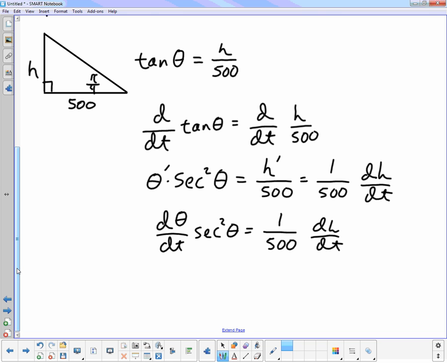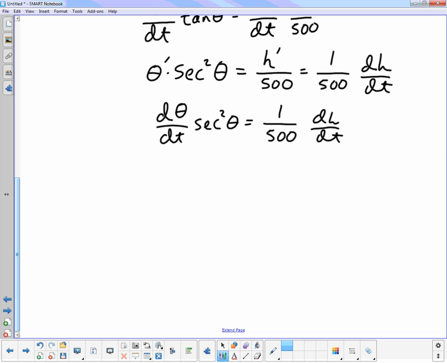Remember, theta is a function of time. So that's why when we take the derivative of the tangent, we then take the derivative of the thing on the inside, and the derivative of the thing on the inside is theta prime. So now simplifying, I get 500 times the secant of theta is dh d theta.